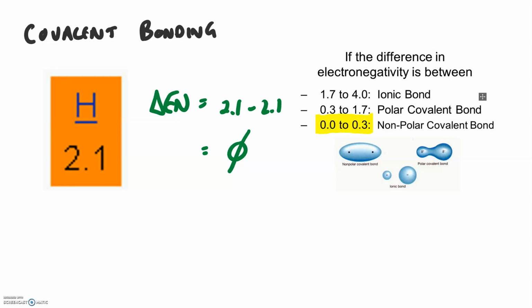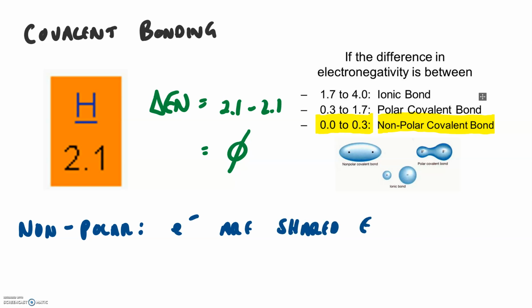A difference of electronegativity of anywhere from 0 to 0.3 is something called a nonpolar covalent bond. In a nonpolar covalent bond, the electrons are shared totally equally. It means that both atoms get equal access to electrons, and it means that neither one of them gets the electrons more often than the other. So what happens if the difference in electronegativity is somewhere between nonpolar and ionic? Let's take a look.